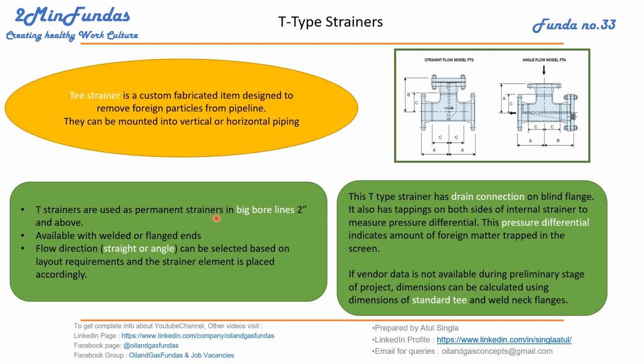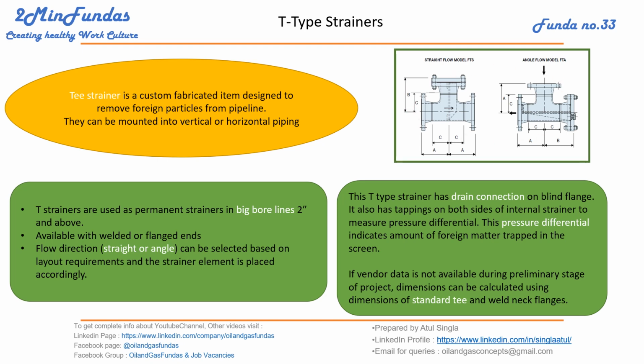T-type strainers are also used as permanent strainers, mostly for 2-inch and above line sizes, available with welded or flanged ends. These are available in both scenarios. Flow direction, here if you see, the flow direction is horizontal and here it is at 90 degrees. So we are getting very good flexibility based on layout requirements. We can go for any of these configurations.